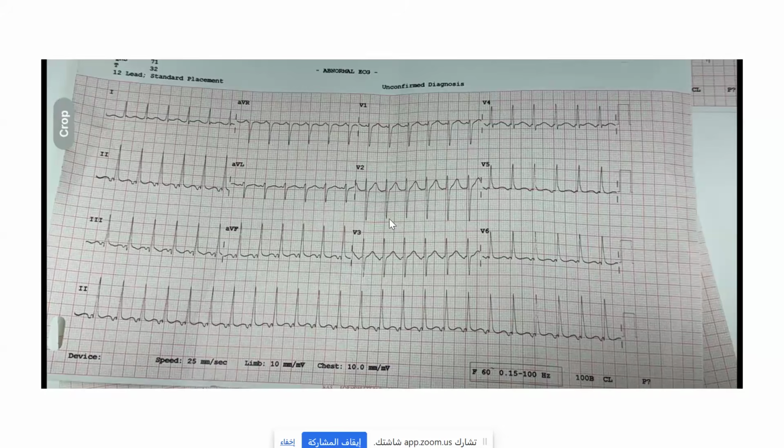But is there a delta wave? What is the ECG? There is no delta wave, by the way. There is no delta wave here. There's an inverted P wave in the inferior leads.